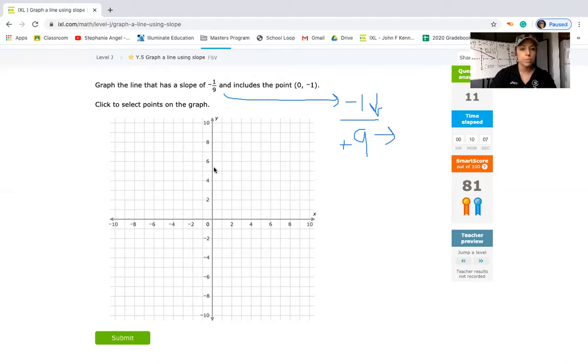So let me grab my mouse. Starting at 0, -1, that was our point. I'm going down 1 and 1, 2, 3, 4, 5, 6, 7, 8, 9. And here's how you can tell, is it going down? Because if it's negative, I'm thinking about it going downhill, and it's 1/9, which is not very steep. So this is like a very easy downhill, a very easy slide.